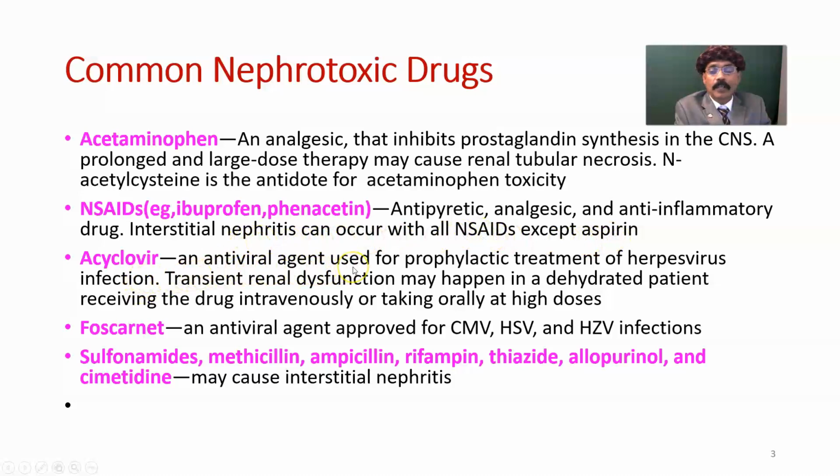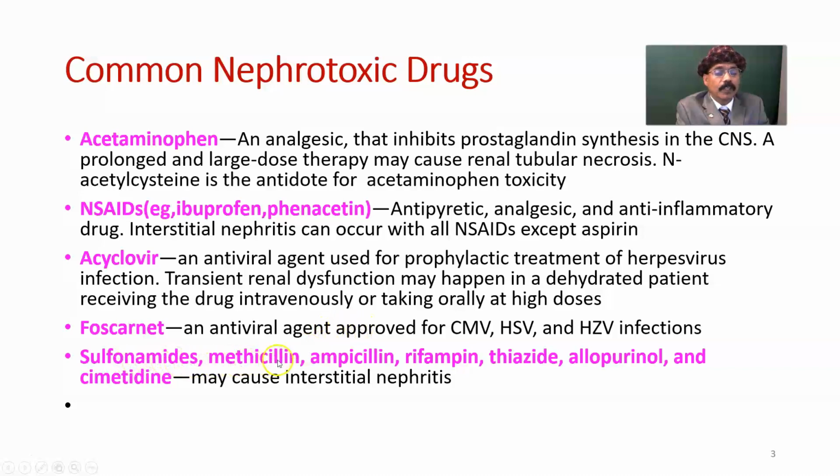Acyclovir is an antiviral agent used for prophylactic treatment for herpes virus infection. It may cause transient renal dysfunction in a dehydrated patient, so the patient should be rehydrated and should take a sufficient amount of water. It may happen in a dehydrated patient receiving the drug intravenously or taking it orally at high doses. Foscarnet, an antiviral drug approved for cytomegalovirus, herpes simplex virus, herpes zoster virus infection, but it is associated with nephrotoxicity.